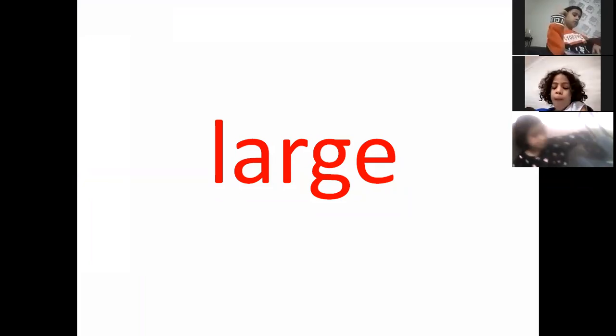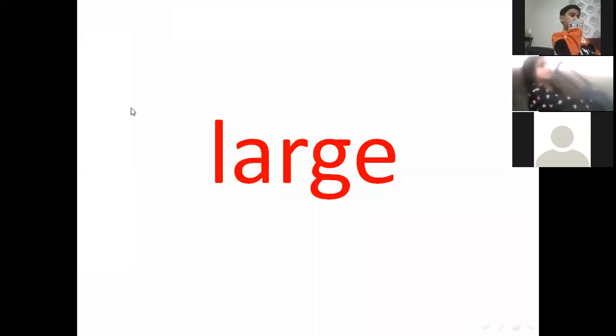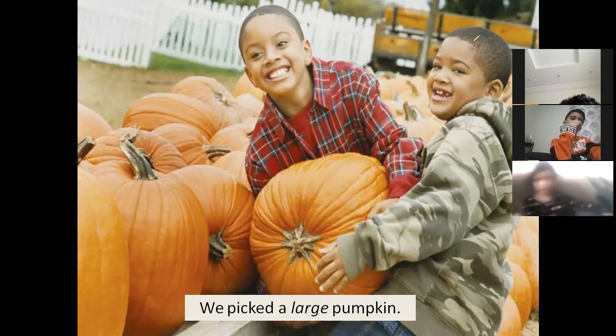Large. Large. Repeat after me. Large. Large. Thank you. Okay, let's write it together. Raise your fingers in the air. L, big L. L, A, R, G, and E. Let's reread it. Excellent, Khalid. Large. This word is large. We picked a large pumpkin. Large means big. We picked a large pumpkin. Large.